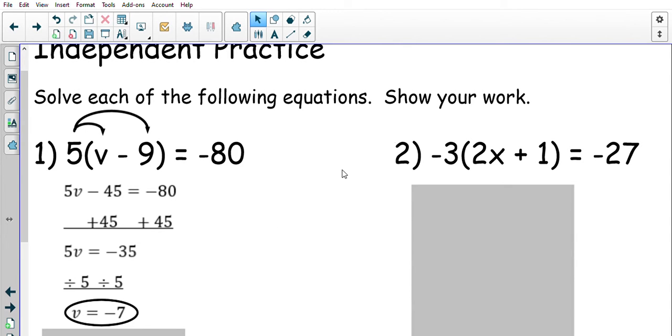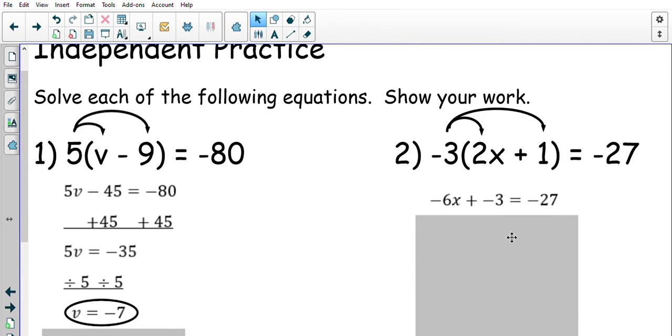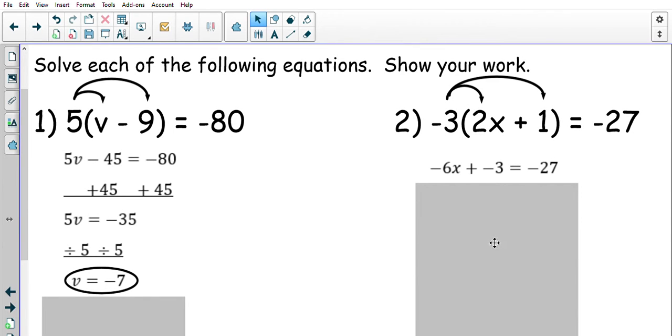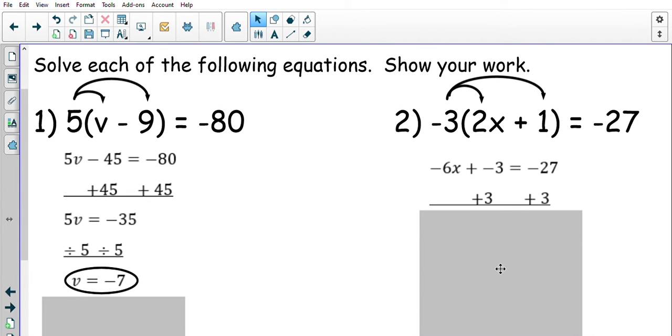All right, let's take a look at number 2. Distribute the -3 into the parentheses. So we've got -3 times 2x and -3 times 1. So this will be -6x plus -3 equals -27. The inverse of adding -3 is to add a positive 3. So we will get -6x equals -24.